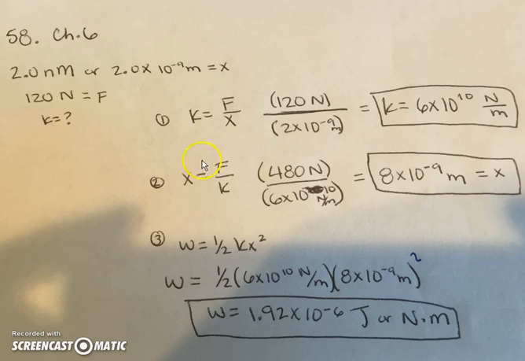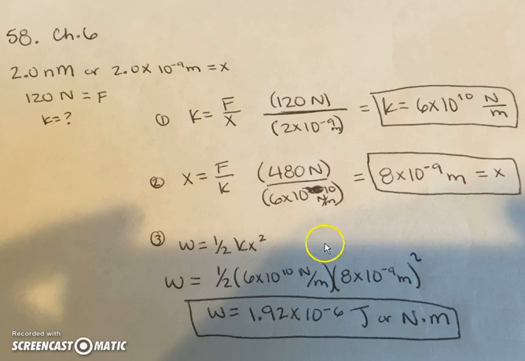So part 2, we're looking for how much the compression is, which is x, and once we rearrange the equation, we get the force divided by the spring constant. So we take the spring constant that we found in part A, plug it in here, and then our new force is 480. When we solve, we get 8 times 10 to the negative 9th meters equal to x.